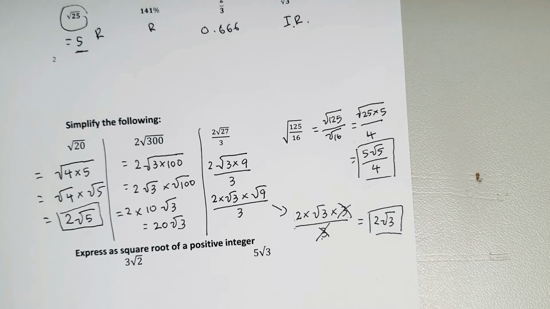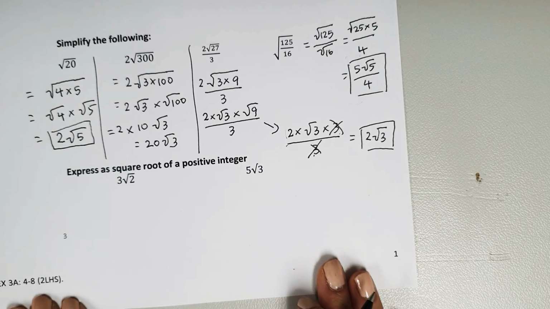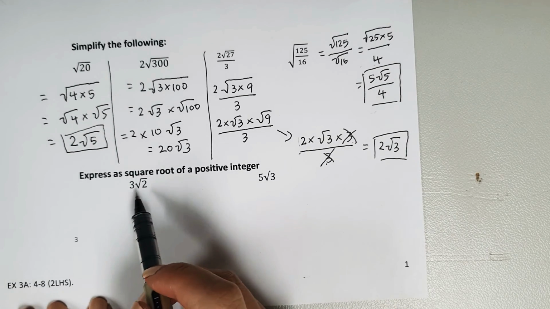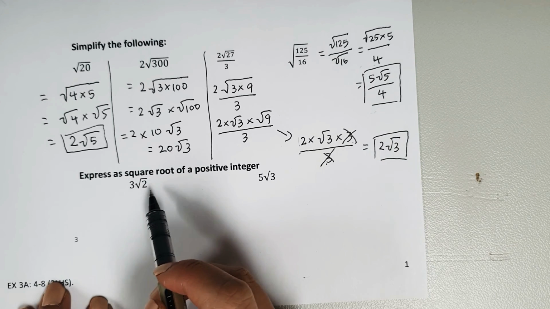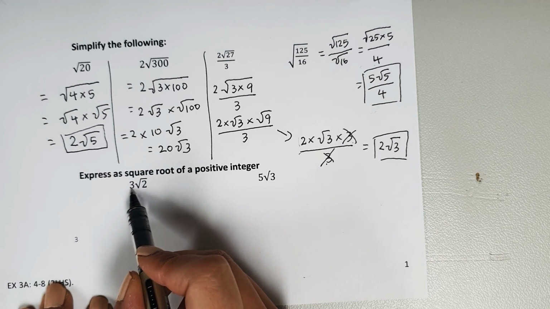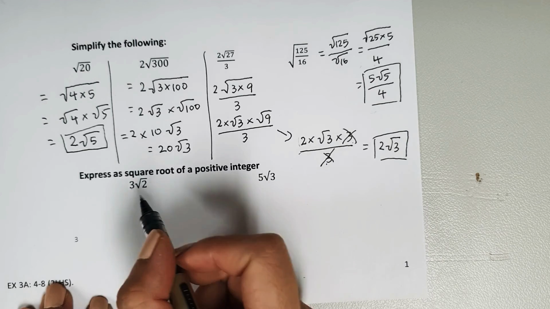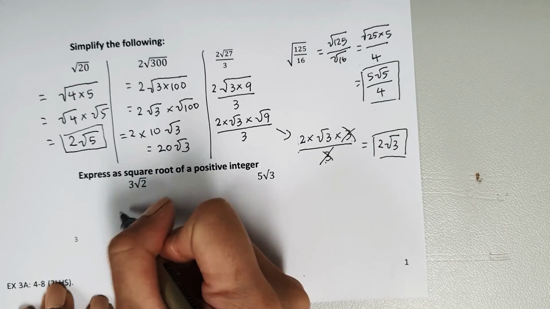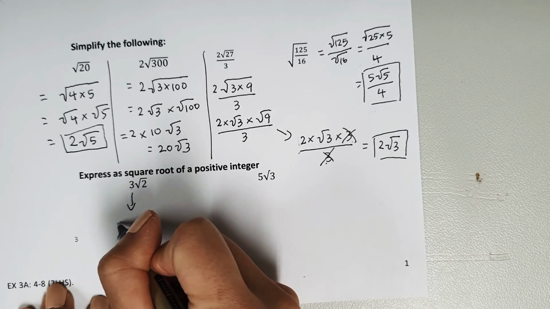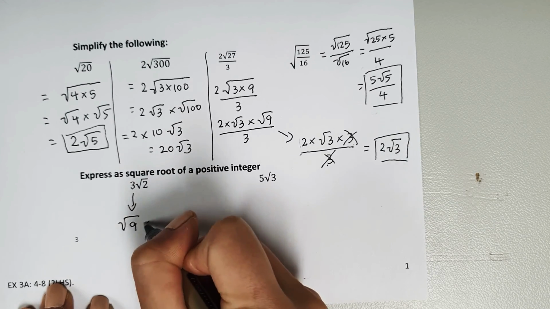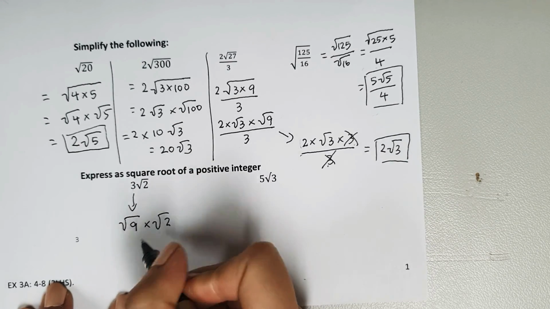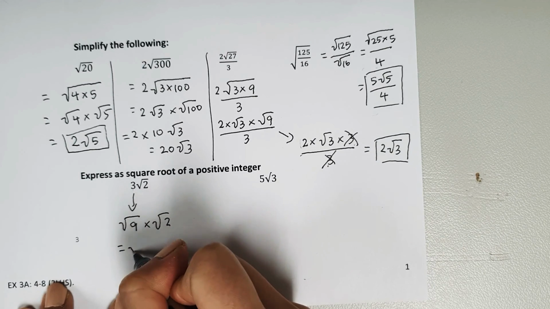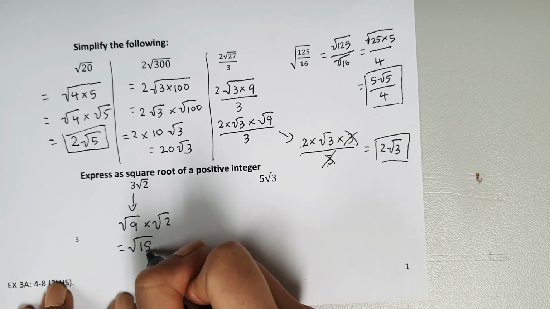Okay, now let's do the opposite. Let's bring it back in. Okay, we're going to express these as the square root of a positive integer. So we're just bringing it back into the square root. So how did we get 3? 3 would have been, to bring that out, the square root of 9 times the square root of 2, and so the answer is going to be the square root of 18.